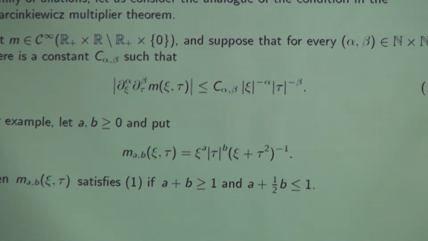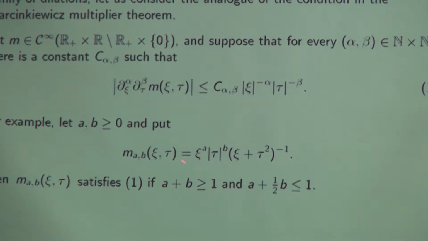So here's the problem. Suppose I take a function, a bounded measurable function, or here I'm taking C infinity, and suppose I only impose this kind of condition. This is sort of like the condition of the Marcinkiewicz multiplier theorem. Here's an example. If we look at m of (a, b) equal to c to the a, tau to the b, c plus tau squared inverse, one can check that it's going to satisfy these inequalities, provided that the a and b are in a certain range.